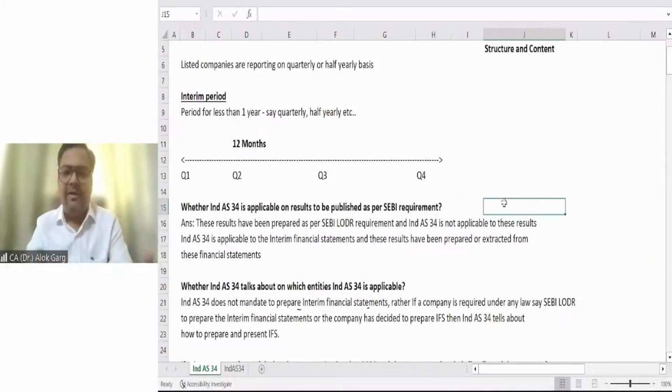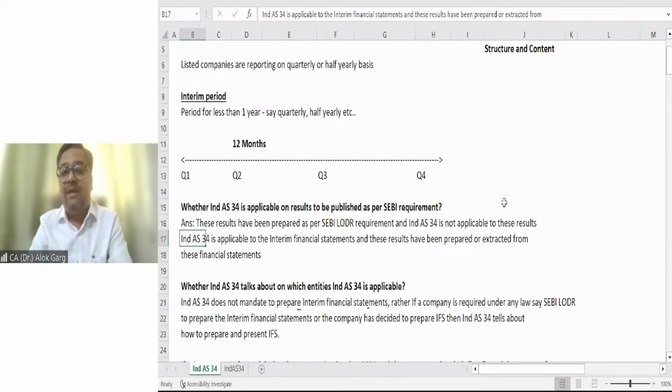So guys, don't go by the content. I'm trying to say that every listed company is filing its results on the stock exchanges, right? It is there on their website also. So these are the 4 pages, 5 pages, 8 pages results. Whether Ind AS 34 is applicable on these results? Answer is no. The results have been prepared as per the SEBI LODR requirement, and Ind AS 34 is not applicable to these results. Ind AS 34 is applicable to the interim financial statement, right?